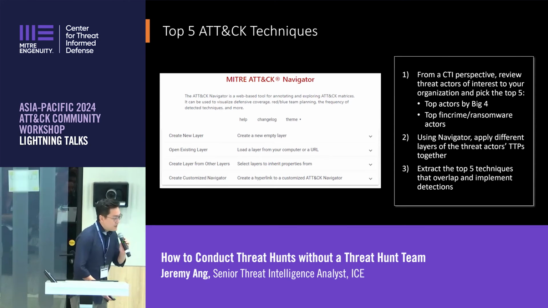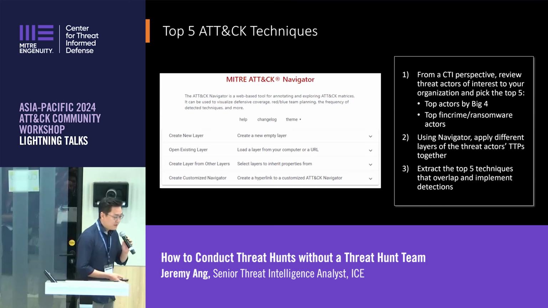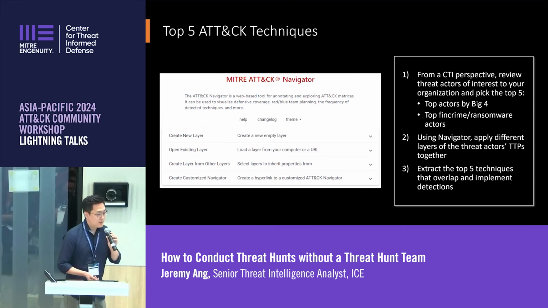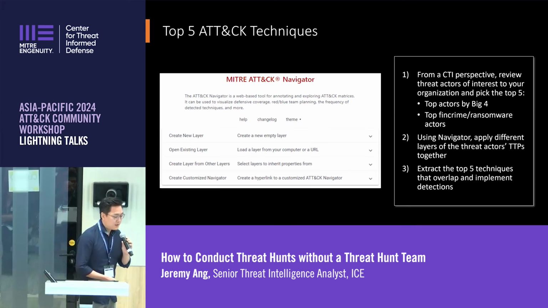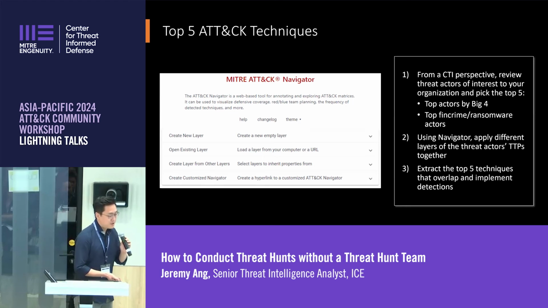The next use case I'll be talking about is how you can generate the top 5 attack techniques which are relevant to your organization. So firstly, you should look at your organization's risk appetite and consider the priority intelligence requirement from your CTI team, and look at the threat groups, their capability, their intent, and their opportunity. So for example, you can look at the top threat actors by countries such as China, Russia, North Korea, Iran, or you can look at the top cybercrime or ransomware groups.